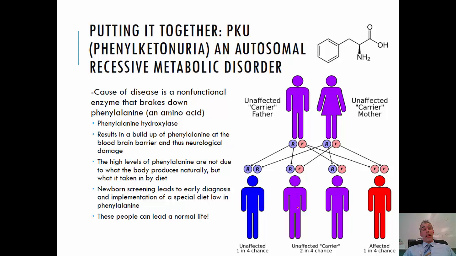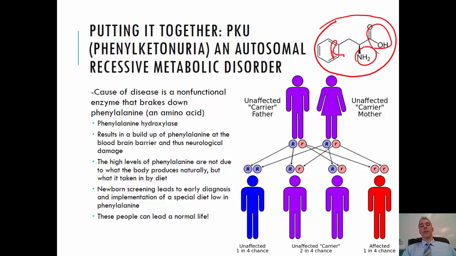All right, so let's put all of this together and look at one particular disease called PKU, phenylketonuria. That's an autosomal recessive metabolic disorder, and it's basically a mutation in a gene that normally breaks down phenylalanine. And phenylalanine is an amino acid. Notice the structure. Here's the R group, the amino group, and the acid group right there.